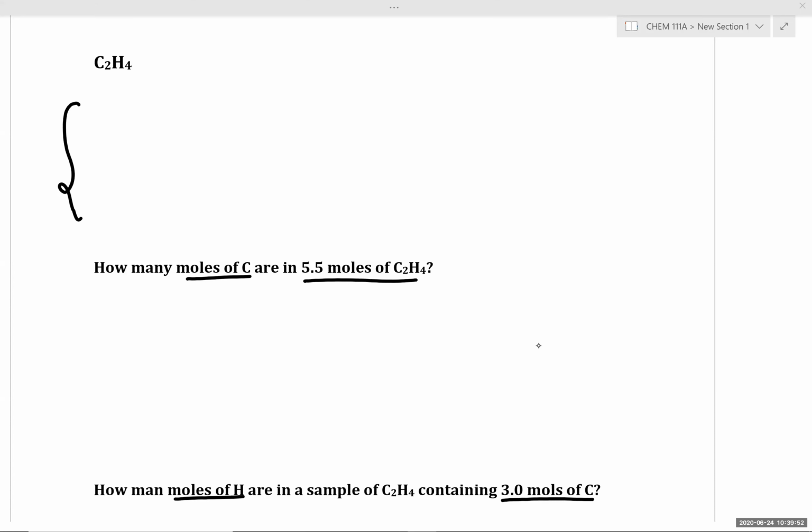Just remember that you're multiplying by the subscript if you're going from molecules to the moles of an element. So if you're going from moles of a molecule to moles of an element, you're going to want to multiply by the subscript rather than divide. And since we're already in moles, we don't have to worry about the molar mass or anything like that. We're just using the formula right now to generate our conversion factors.